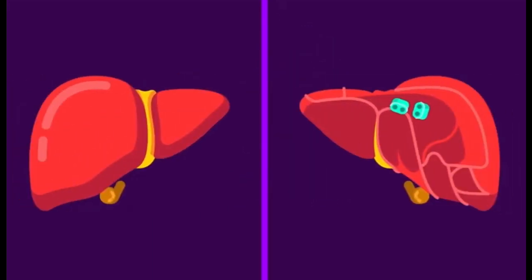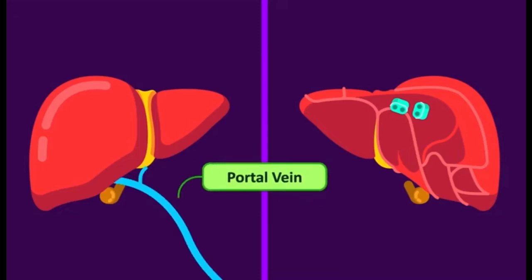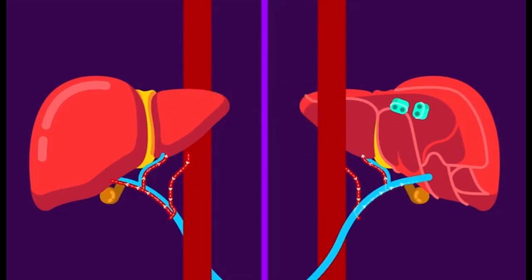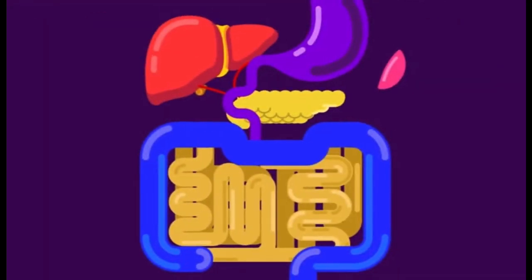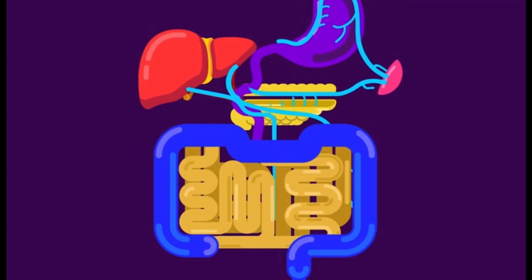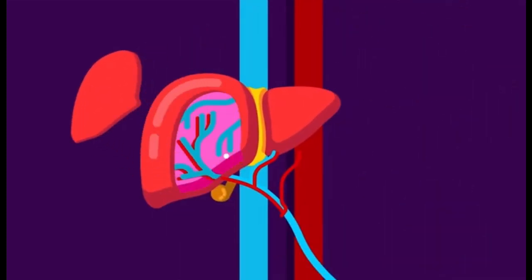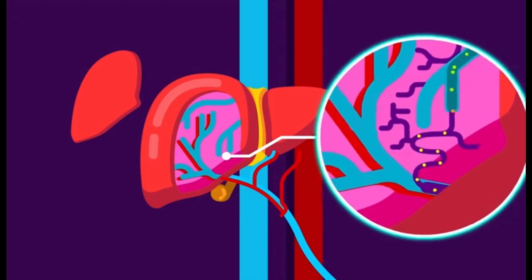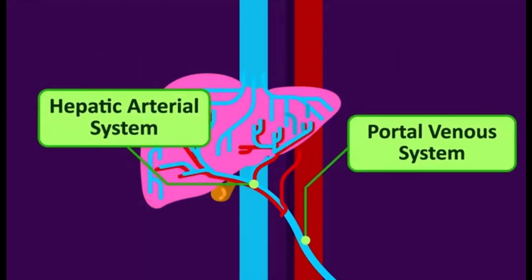The blood supply of the liver involves two major vessels, the portal vein and the hepatic artery. Hepatic tissue receives oxygenated blood via the hepatic artery, whilst the portal vein collects the deoxygenated blood from the gastrointestinal tract, spleen, and pancreas, filters it in the liver, eliminates toxins, and processes the nutrients it absorbs from the gastrointestinal tract. Let's look at both systems one by one.